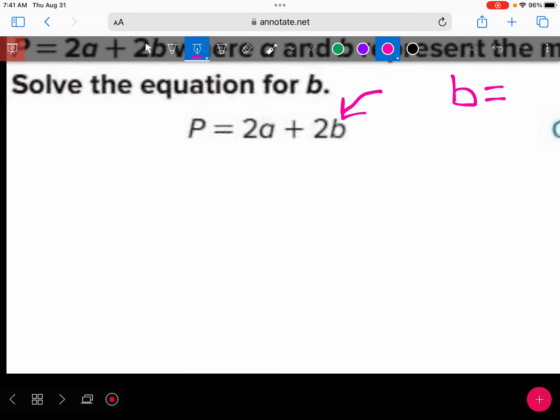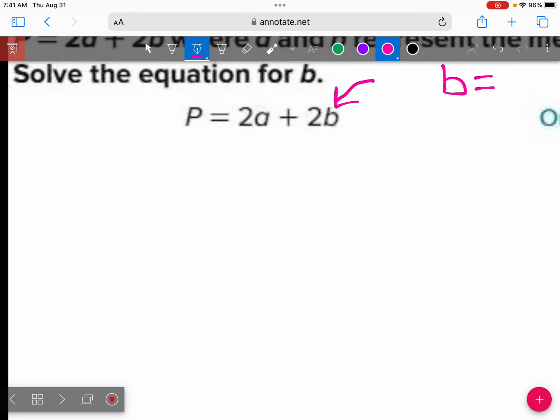So what can I do to get b by itself from here? Yeah, I need to get this 2a to leave first. It's farther away than the b. So if we subtract 2a from this side, I need to also subtract 2a from this side. So we're going to have p minus 2a. Do not make it negative 2a times p. We're just subtracting. That's a common mistake I see. Equals 2b.